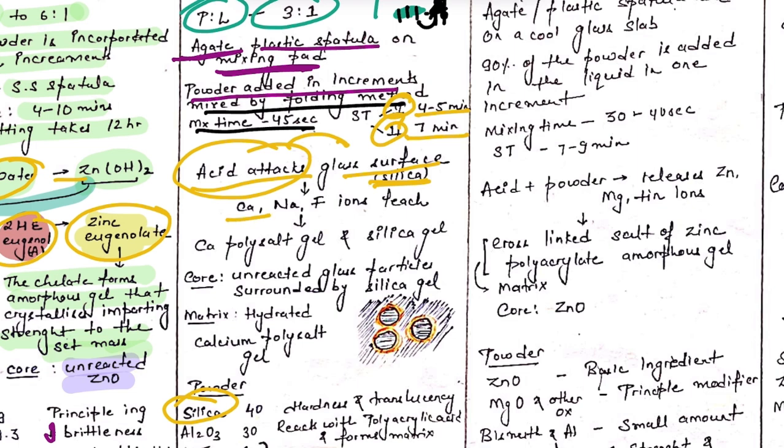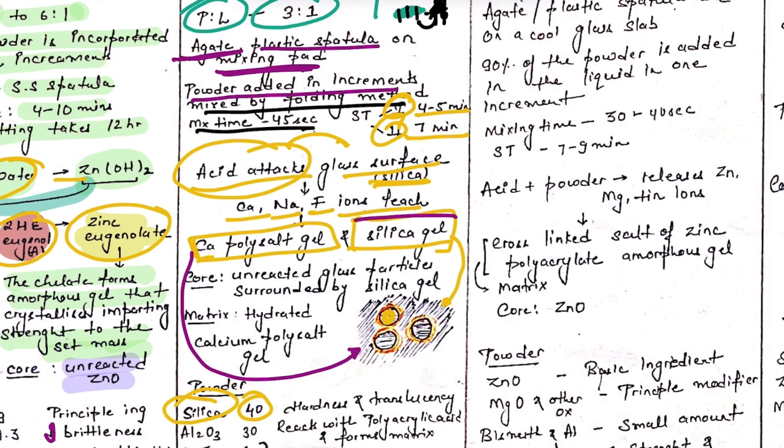Then the calcium, sodium and fluoride ions leach. Calcium polysalt gel is formed. Calcium polysalt gel and silica gel are both formed, and they form the matrix. You have the core of unreacted glass particles. Silica is the major component, some of it remains unreacted, and that forms the core. Then the matrix is formed by calcium polysalt gel and silica gel, which surround the core particles.